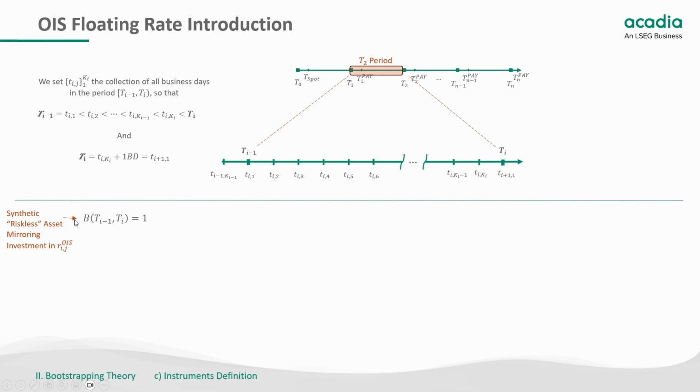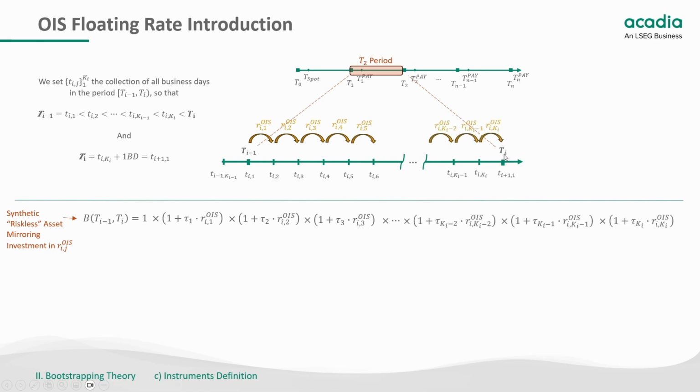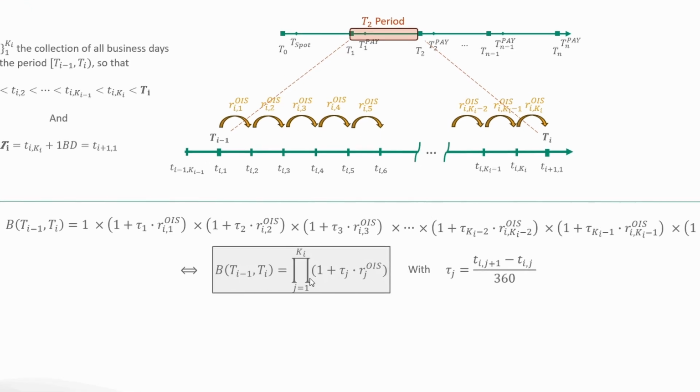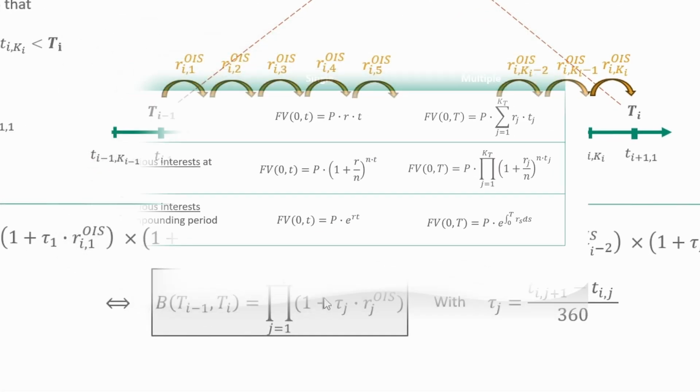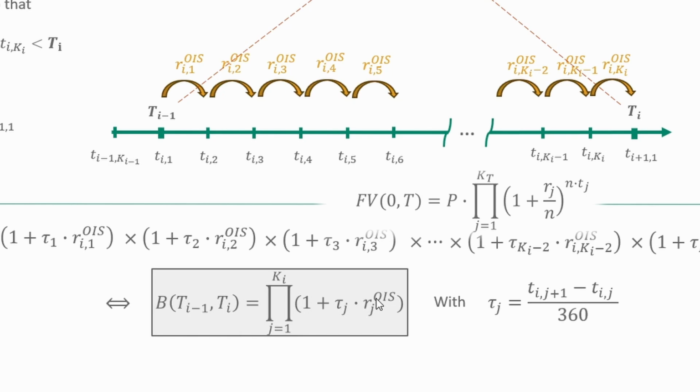So calling B a synthetic riskless asset, mirroring an investment in the OIS rates r_ij, we end up with this value at small t_i2, with this value at small t_i3, and so on, up to the end of the current cash flow period, upper T_i. And this long equation can be reduced to this, which should start to feel familiar as it looks derived from the general multiple period discrete compounded interest rate formula that we showed earlier. And we will explain this in more detail in the next subchapter.